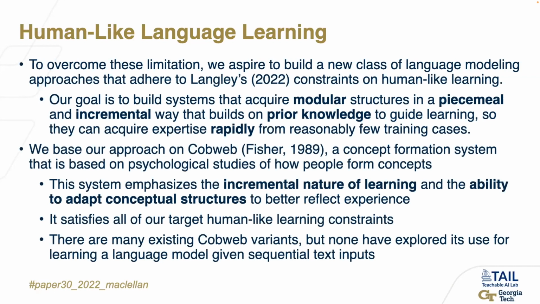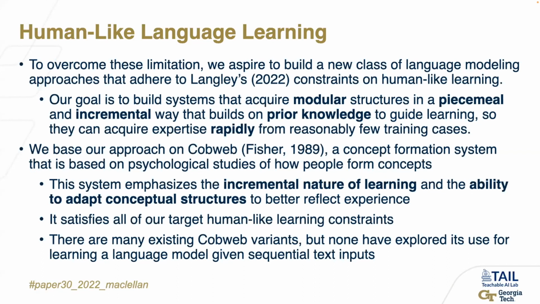As a basis for our approach, we're using a system called Cobweb. Cobweb is a concept formation system that's based on psychological studies of how people form concepts. This system emphasizes the incremental nature of learning, and it has some unique abilities, like the ability to adapt its conceptual structure to reflect new experiences. I'm not going to go into the exact details of how it does it, but it addresses each of these constraints on human-like learning that we're interested in.